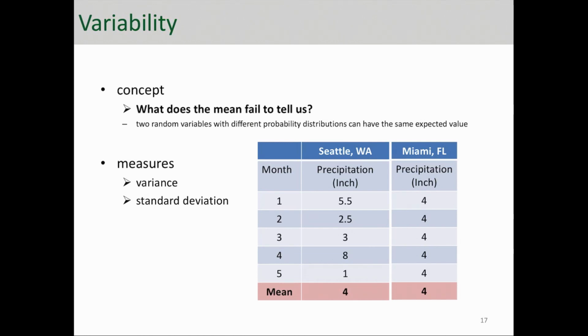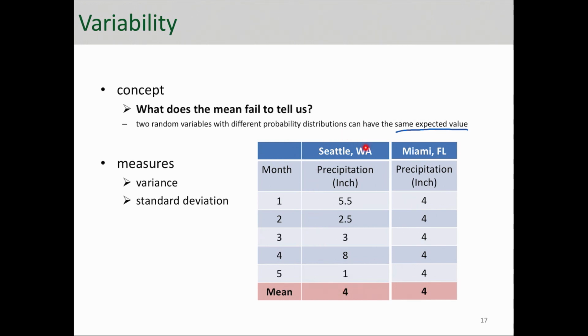Now, here I want to continue our conversation on average of a random variable or expected value of a random variable and talk about what does it fail to tell us. Essentially, I want to focus on an example where we have two random variables that have the same expected value. Are they behaving the same? Well, let's take a look at this example.